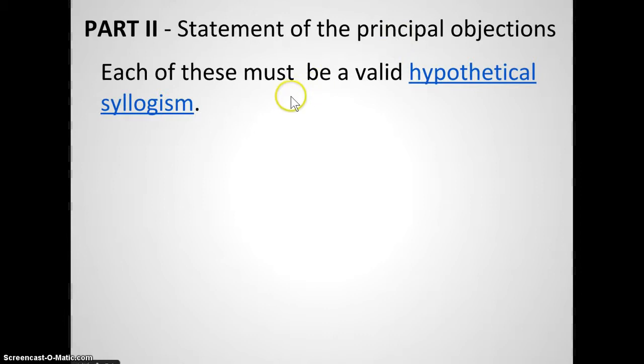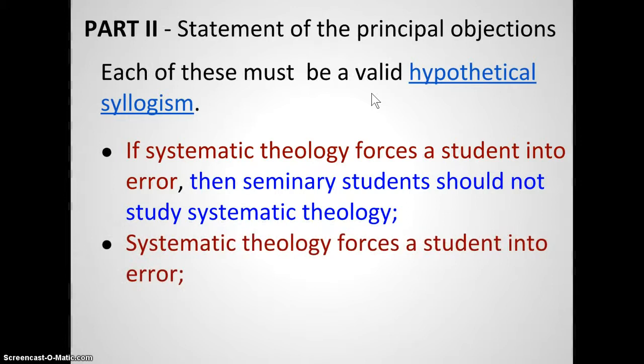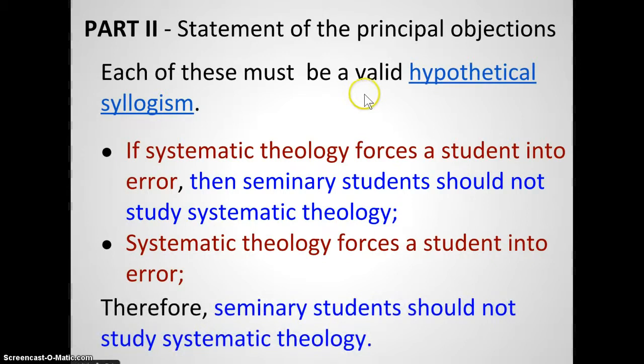So, once you find them, you need to state these objections as a hypothetical syllogism. And if you are unclear as to what a hypothetical syllogism is, you can click this link here and learn about hypothetical syllogisms. And of course, that syllogism must be valid. Here then are the 2 premises of an objection I'm going to make to my thesis. And there's the conclusion. Now, when you look at this conclusion, you can immediately discern then what my thesis is going to be. Because if the objection is, therefore, seminary students should not study systematic theology, then you know my thesis is going to be seminary students should study systematic theology.